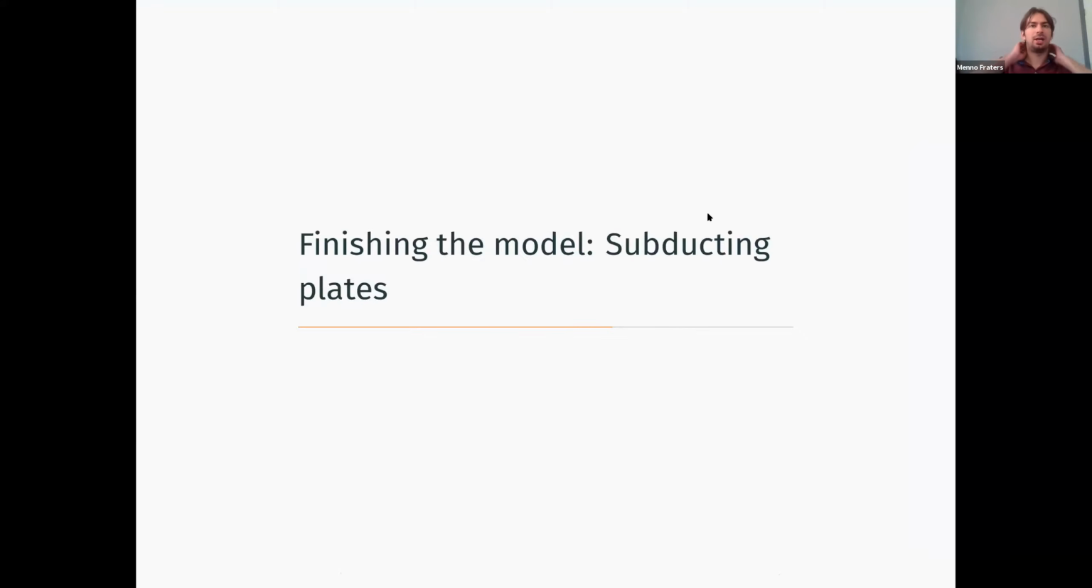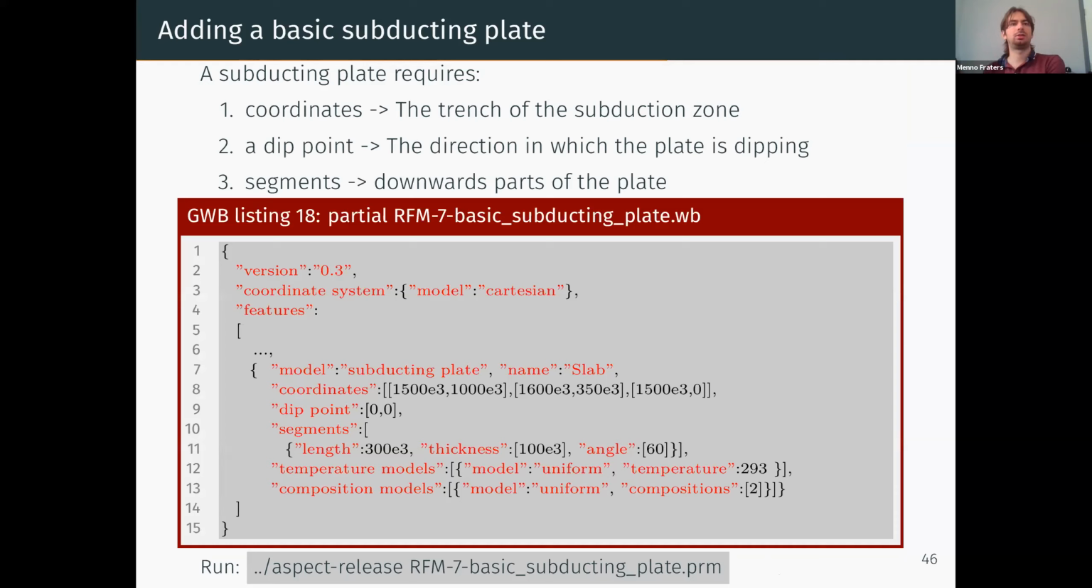So now we only need to finish our model by adding a subducting plate. Subducting plates are, again, an object, so they start with a curly brace and end with a curly brace. And subducting plates are also a plugin. So you set the model subducting plate, and subducting plate requires a few different things, which are laid out over here. They require coordinates. And remember, this is now a line feature, so the coordinates basically define the trench of the subduction zone.